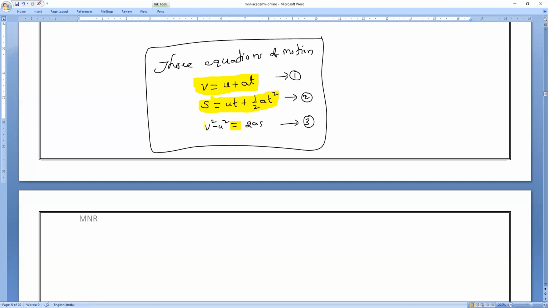Third equation, read. V squared minus U squared equals 2AS. Clear? So, what do you mean by A here, Sailesh? A means acceleration. And S means what? I told you just now. S means displacement. You should read it.